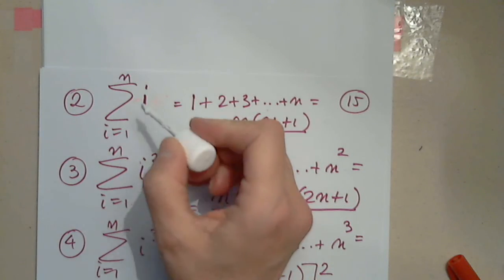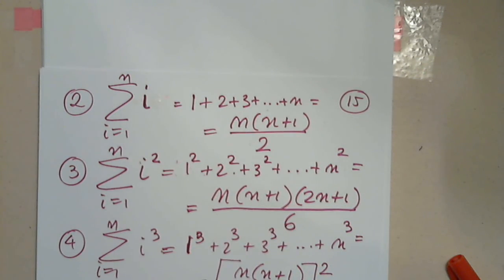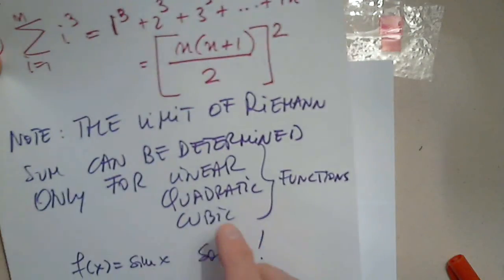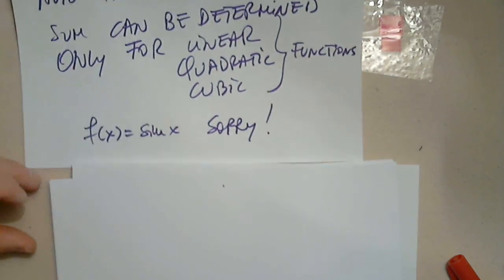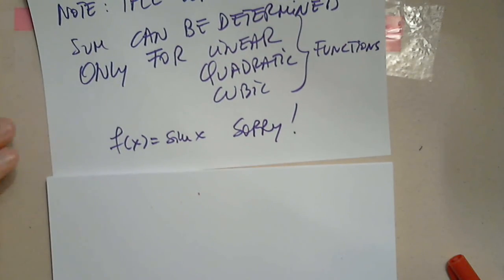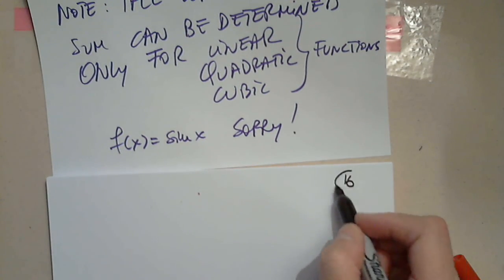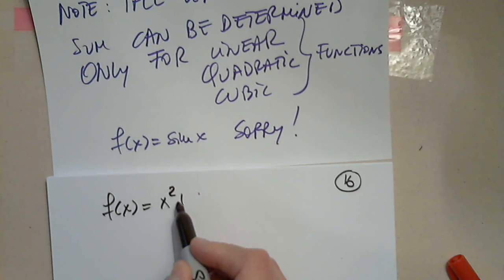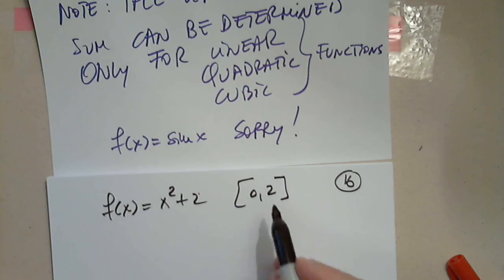And now, after we determine the exact area under x squared plus 2 between 0 and 2, we will choose any other problem you'd like. But it has to be linear, quadratic, or cubic. So coming back to our problem, which was f of x equals x squared plus 2, and the given interval was nice one. It started at 0.